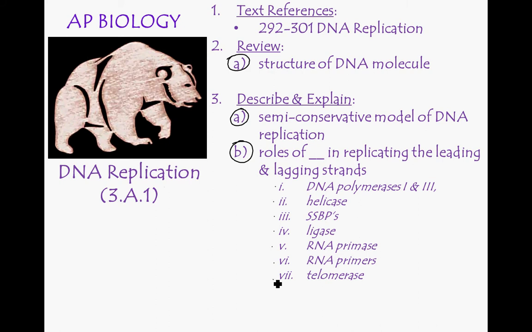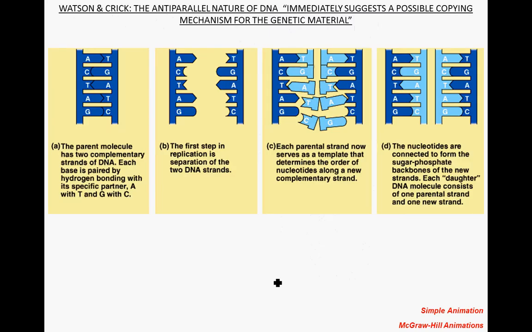So let's get started. When Watson and Crick elucidated the double helix structure, they commented in their paper that a copying or replicating mechanism became apparent to them. If DNA was going to be the hereditary material, then the cell had to have a way to copy that and pass it on from one generation to the next. The structure of this molecule hinted to them how that might happen.